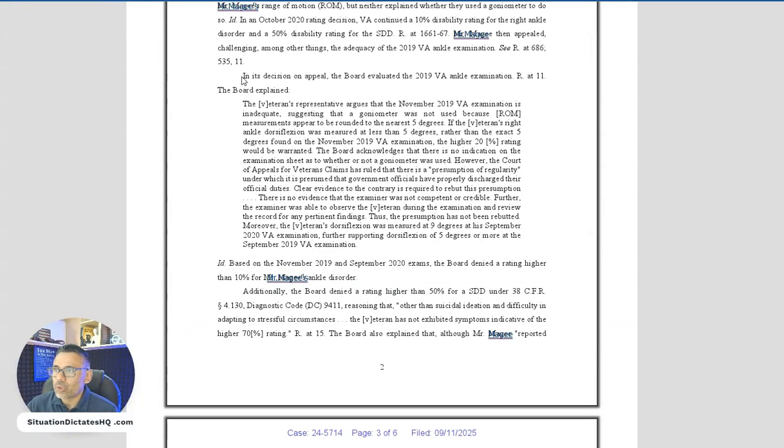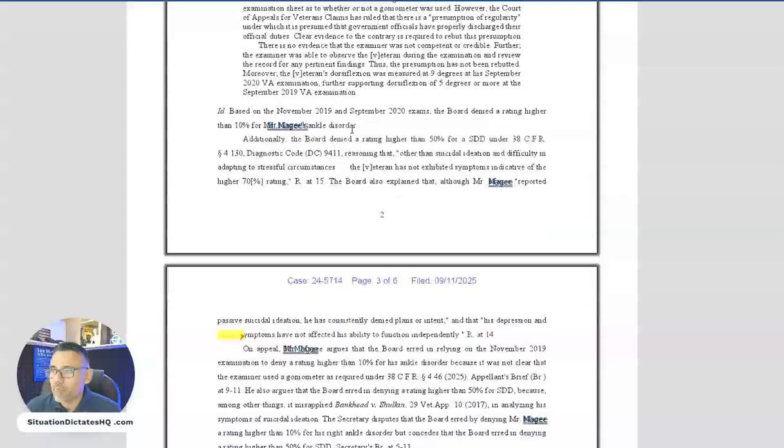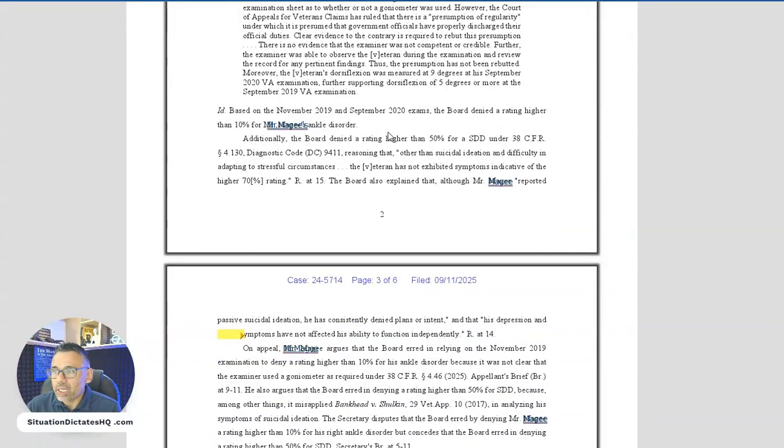And then it goes on to the decision on appeal, where the board evaluated the 2019 VA ankle examination. And it says right here, the veteran's representative argues that in November 2019, we could go on right here, right? So I just wanted you to see that there are some really interesting things that you could find in the event that you want to find some similar decisions that are similar to yours.